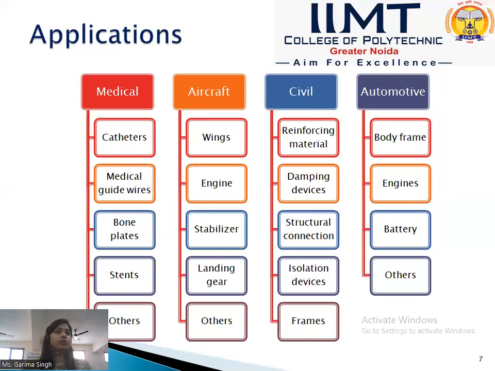Second, these are also used in aircraft, like the wings, engines, stabilizers, landing gears, and others. So that due to any deformation, just after application of some kind of heat, the structure or the solids can get their shape back and there won't be any damage due to that.